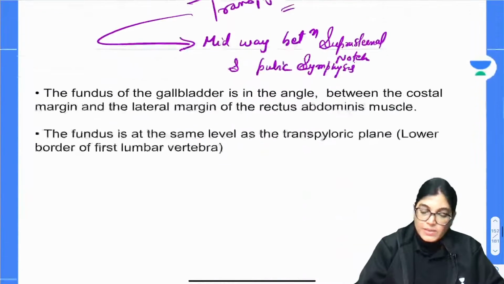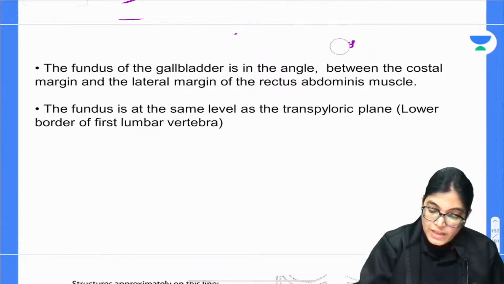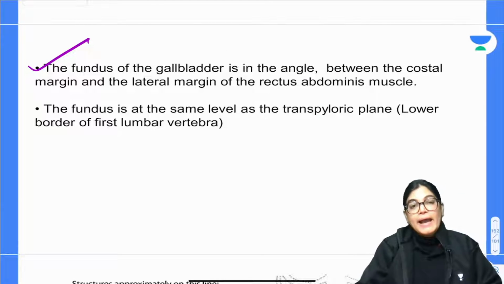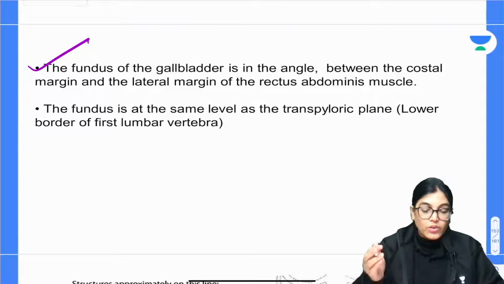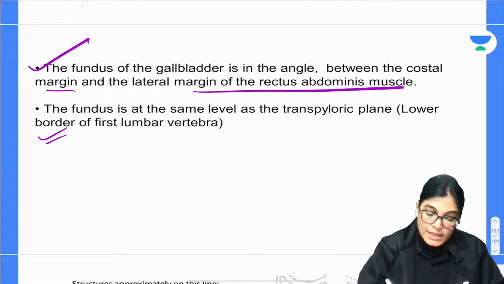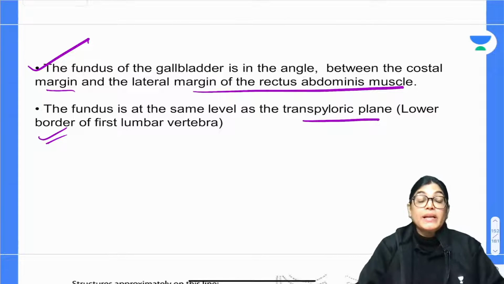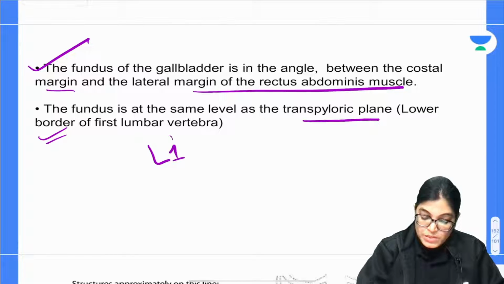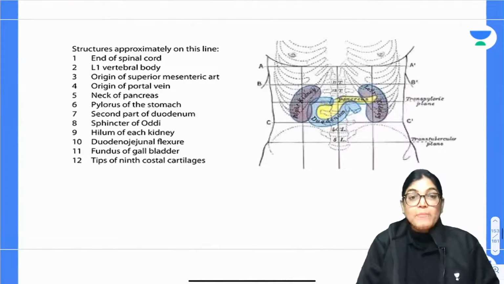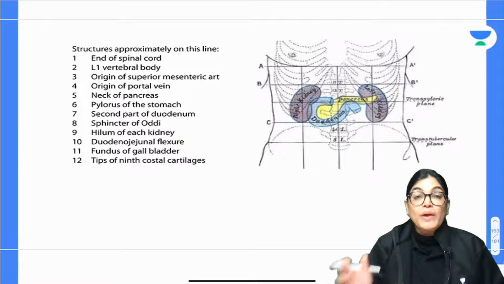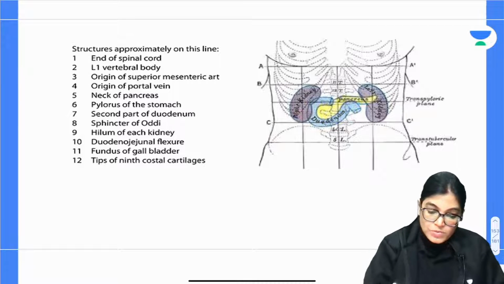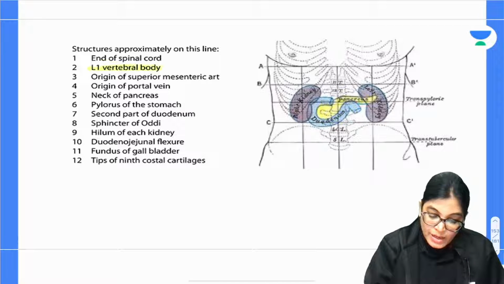Okay, so my dear aspirants, let's proceed. It is important that the fundus of gallbladder is exactly located in the angle between the costal margin and the lateral margin of rectus abdominis muscle. The fundus is at the same level as the transpyloric plane, and the lumbar vertebra to which it corresponds is L1. Now let's proceed. Structures approximately located at this level. The transpyloric plane corresponds to the L1 lumbar vertebra.